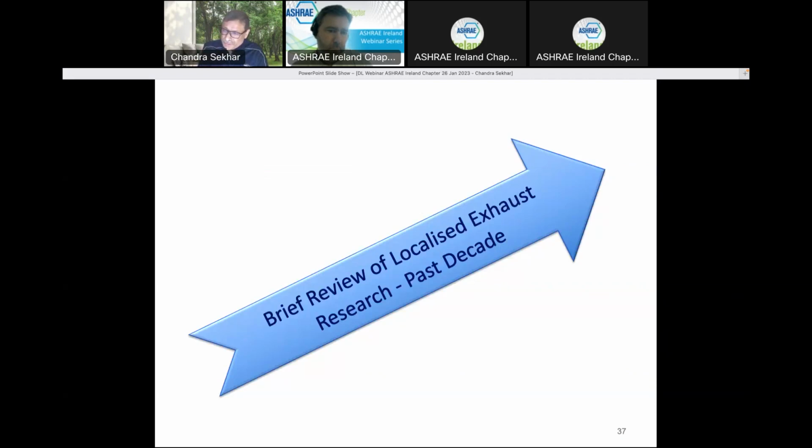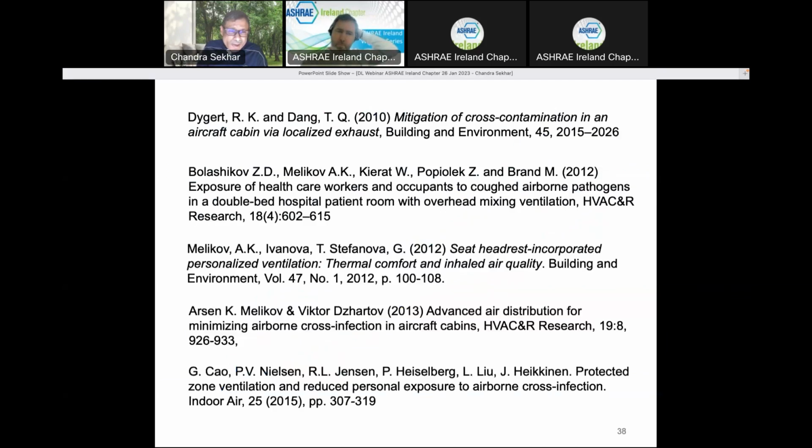Personalized ventilation, the idea then moved on to, at least in our group, we started thinking, if we can supply clean air to the person, can we also extract the contaminated exhaled air from the person? So I had a PhD student who actually wanted to explore this topic. I'll come to that. This is just a list of the work that's been done by other groups who are focusing on managing the source control aspect of it. In other words, can we do local exhaust?